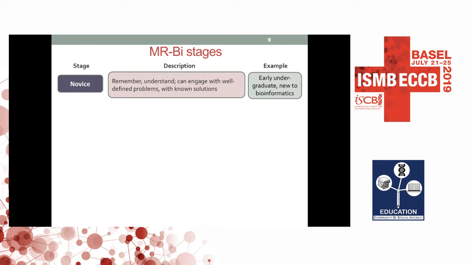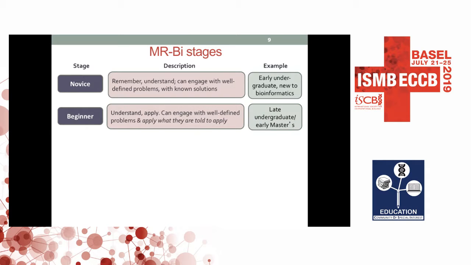So the stages. I said that the stages take someone from less expert to more advanced, more expert. Just to give you a brief description of each level: we believe that a novice is someone that remembers, understands, and can engage with well-defined problems with known solutions. We pictured this as an early undergrad new to bioinformatics. Also to say that the stages are built upon Bloom's taxonomy. We are thinking of it in hierarchical and developmental sets.